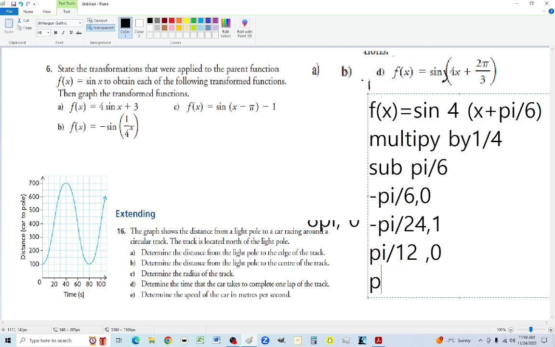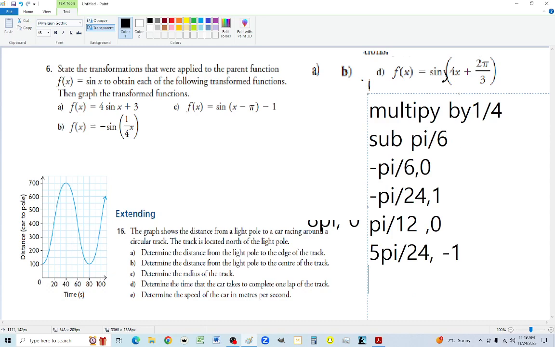And this next point, which is 3 pi over 2, minus 1. If I multiply that by a quarter, I get 3 pi over 8. And then again, I have to subtract pi over 6, which is the same as 4 pi over 24 and 9 pi over 24, which is 5 pi over 24, comma minus 1. I might have gotten some of these multiplications wrong, but that's what you do anyways.